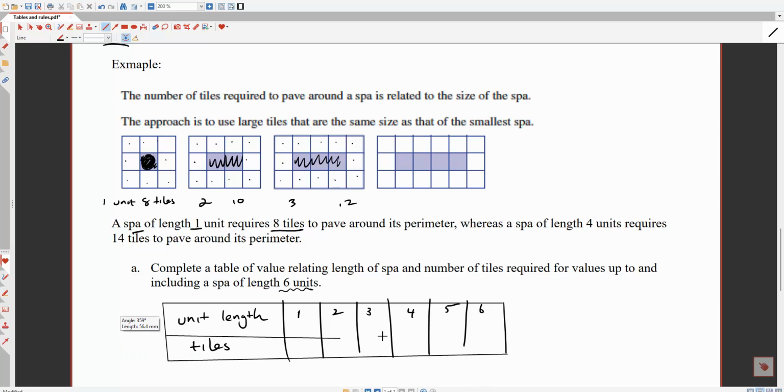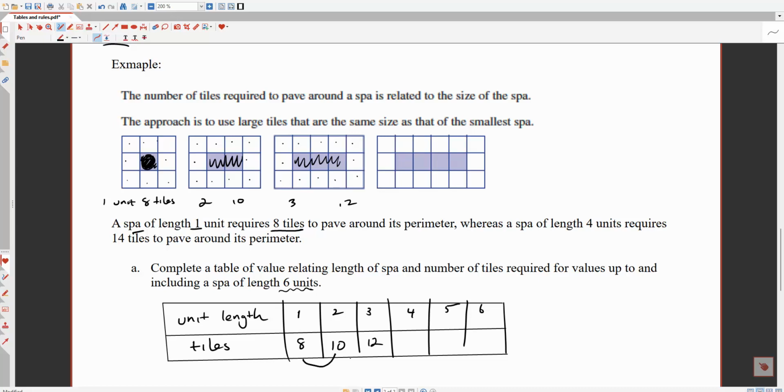I'm just going to make that look a little bit nicer. Okay, so we know some of these already. We know that for a spa of unit length 1, it takes 8 tiles around it. 2 is 10. 3 is 12. Now 4, can you predict what it's going to be?